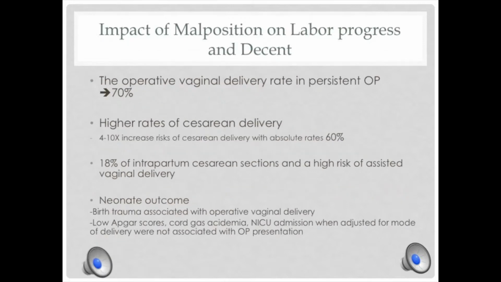So what's the impact of the malposition or the persistent OP? It increases the operative vaginal delivery rate almost up to 70% and the incidence of cesarean section. If patients go to C-section after a few hours of pushing, because the baby's head is so wedged into the low pelvis, they are more likely to have blood loss from the extension of the incision. Therefore, the baby has more risk for birth trauma, low Apgar score, acidemia, and NICU admission.